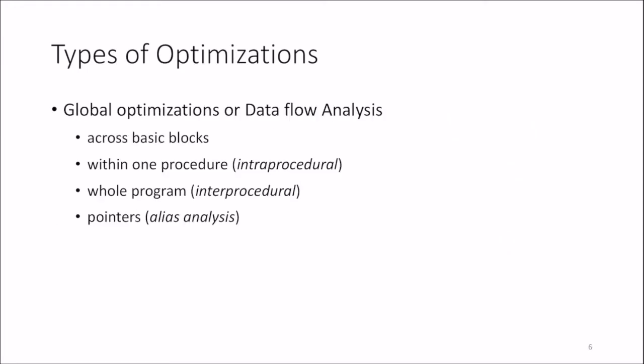So let's look at global optimizations briefly. Global optimization or data flow analysis takes the entire program, in fact, even multiple programs that call each other, and looks at how to globally optimize this code. Essentially, we're going across basic blocks here, and it could be within one function or procedure, which is called intra-procedural, or the entire program across all the functions it has. That's called interprocedural. And finally, you can do alias analysis to track the pointers in a more global way across the entire program to make sure that the access of data is optimized as well.